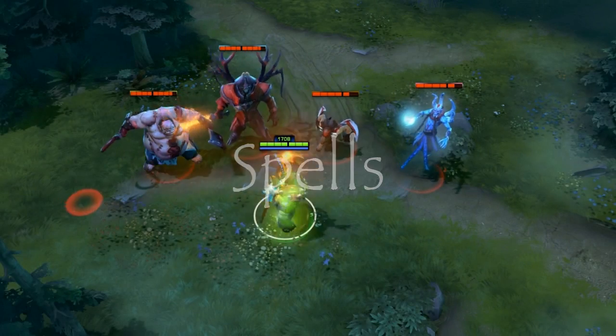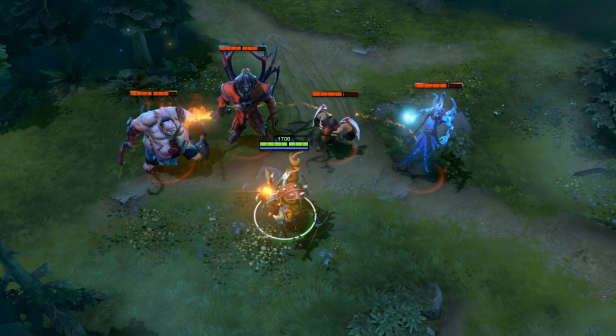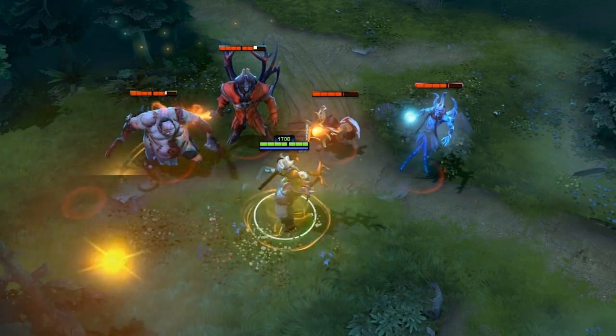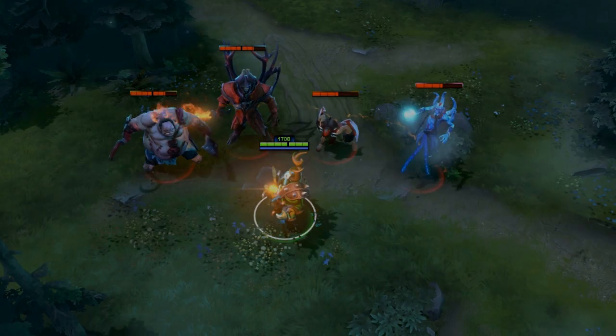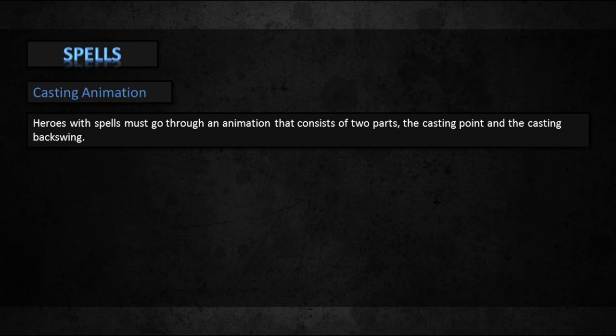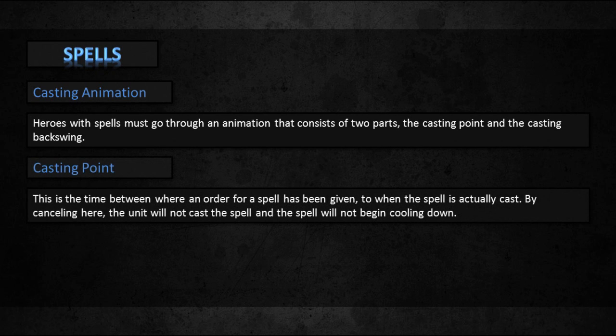Spells. Casting animation. Heroes with spells must go through an animation that consists of two parts, the casting point and the casting backswing. Casting point: this is the time between when an order for a spell has been given and when the spell is actually cast. By cancelling here, like with a stop command, the unit will not cast the spell and the spell will not begin cooling down.